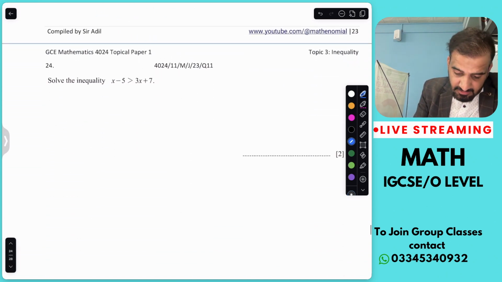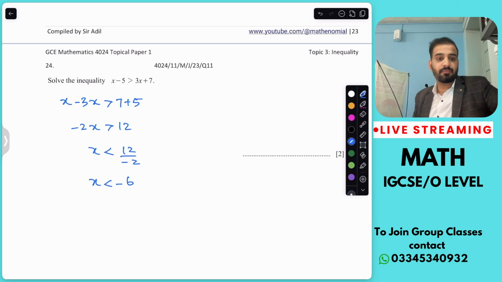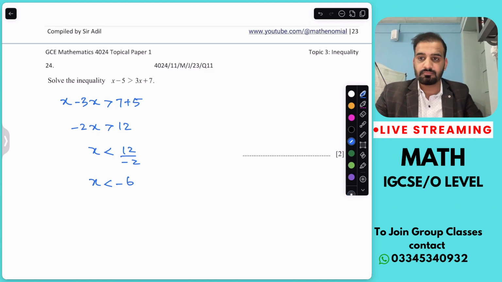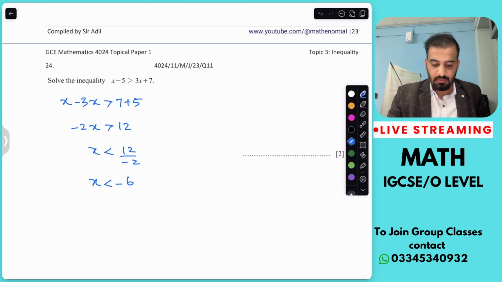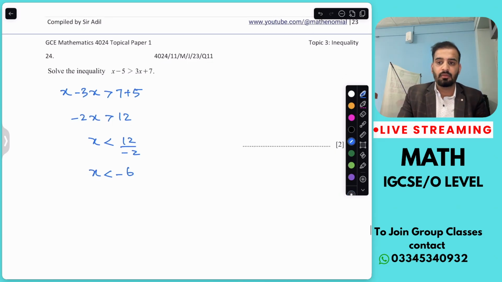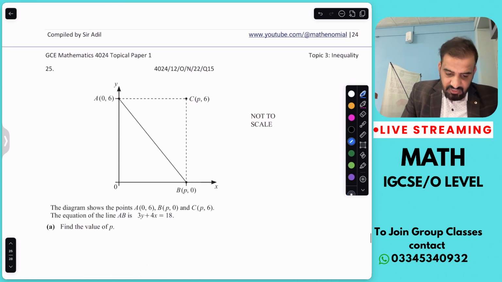Solve this inequality. x minus 3x greater than 7 plus 5. So minus 2x greater than 12. x is less than 12 over minus 2. x is less than -6. Question 25.